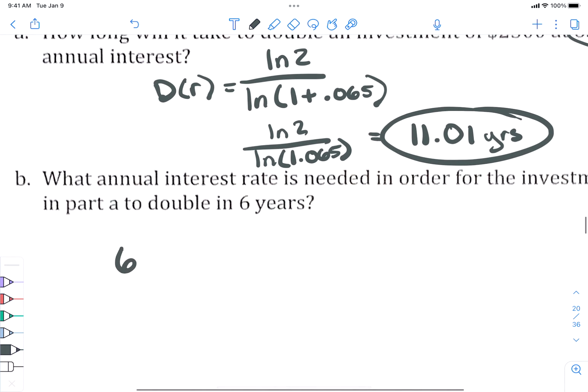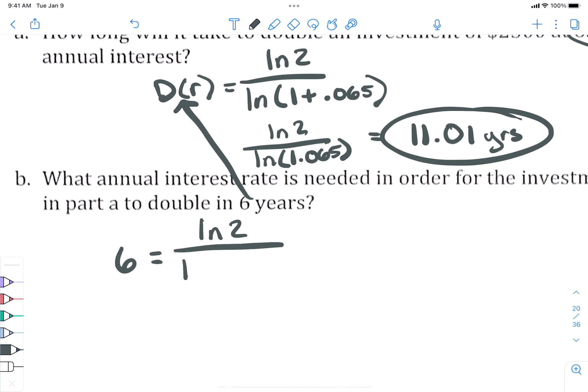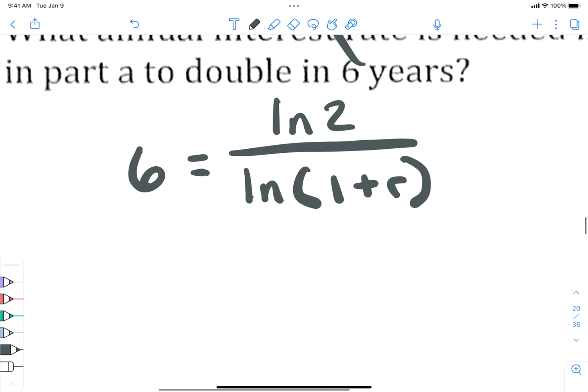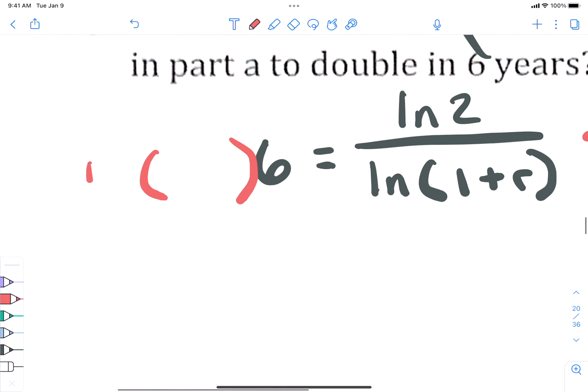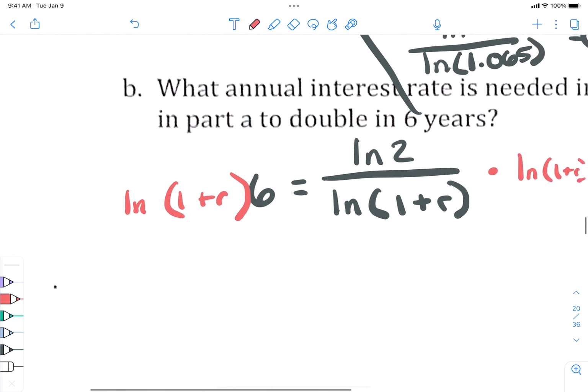So 6 years is my D. D sub R, the D equation, and ln2. We're gonna plug that in: ln of 1 plus R. We don't know the interest rate, so we're gonna leave it as R. Now we're gonna solve this. We need to get the R out of the equation. We're gonna multiply the whole bottom over to the other side: 6 and ln of 1 plus R. That's now on the other side.